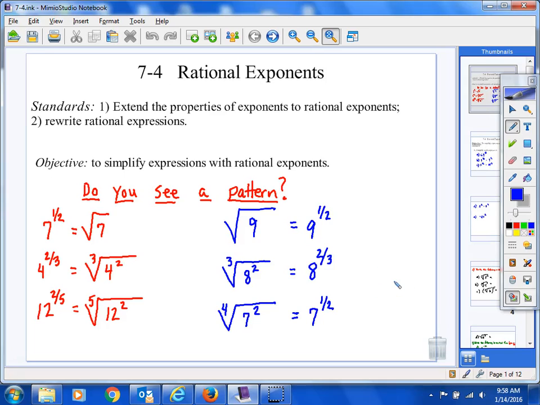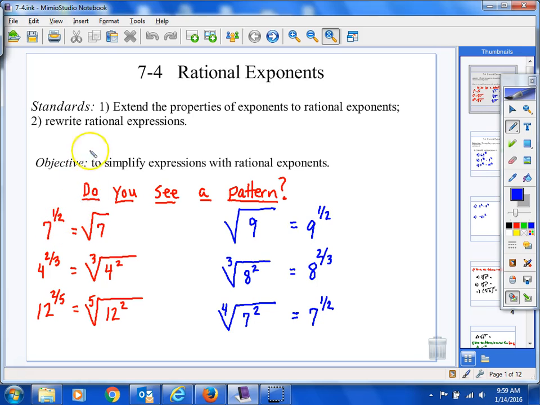Okay, for section 7.4, as the title tells us, we're dealing with rational exponents. In our context, the word rational really means fraction. So this may be the first time, I don't know, but we're going to be looking at exponential expressions where the exponent is actually a fraction.